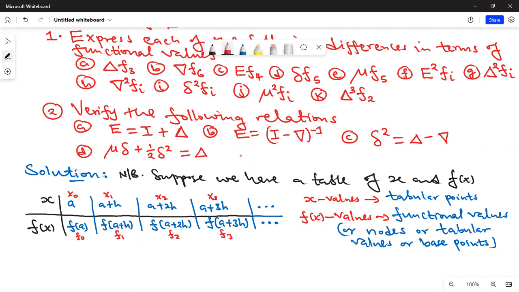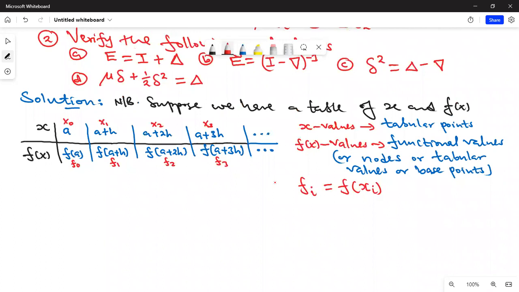What we are calling, in general, when we write f of i, it simply means f of xi. So we abbreviate that by fi. So when I write f naught, it's the same as the value of f when x is x naught. So you can just write here, e.g., what we are calling f naught is the same as f of x naught. Also, f1 is the same as f of x1, etc.